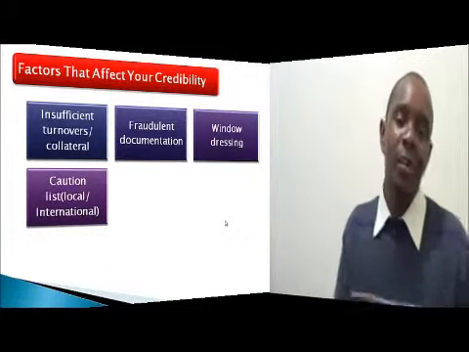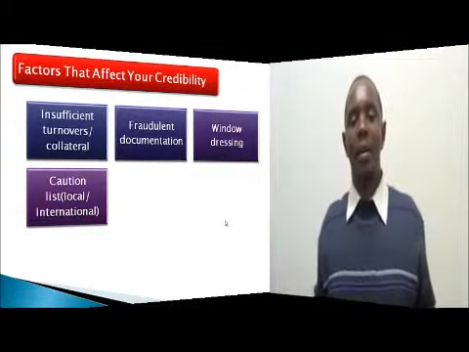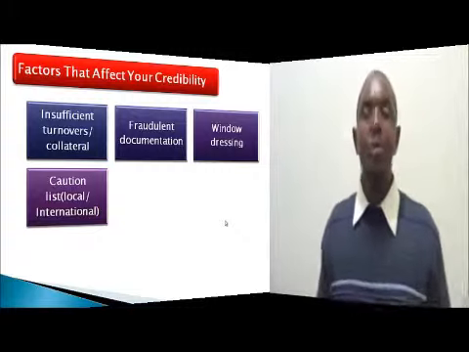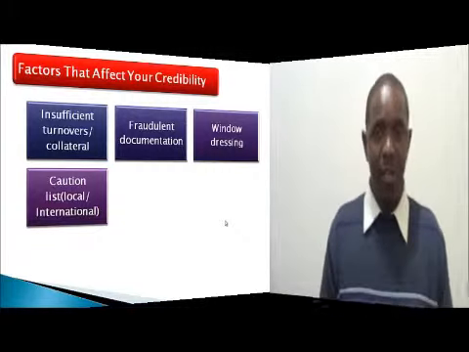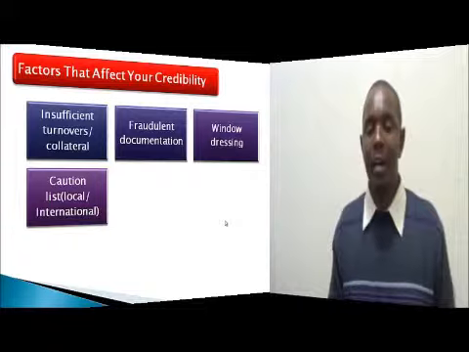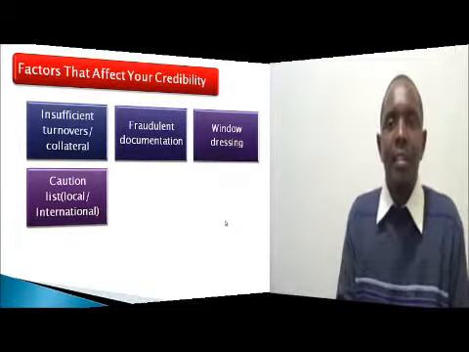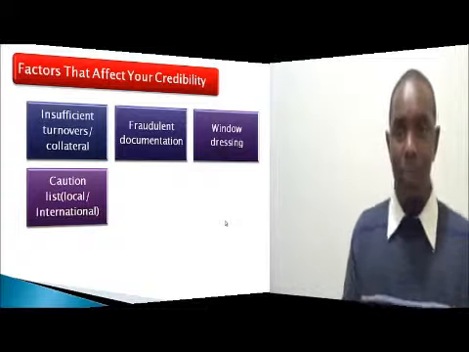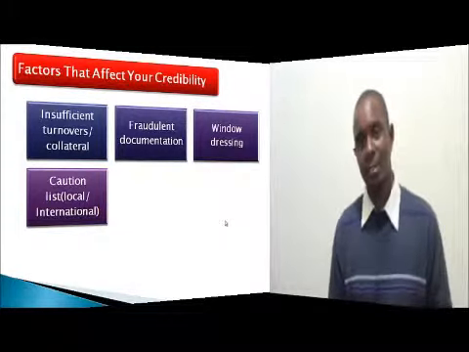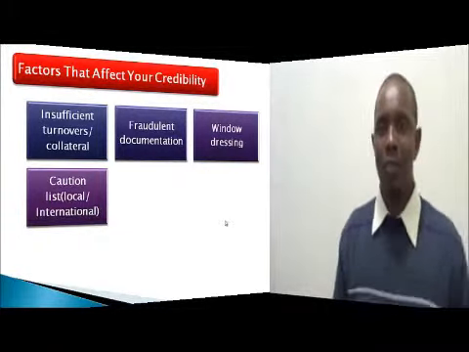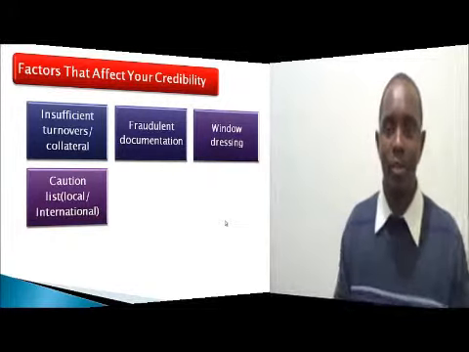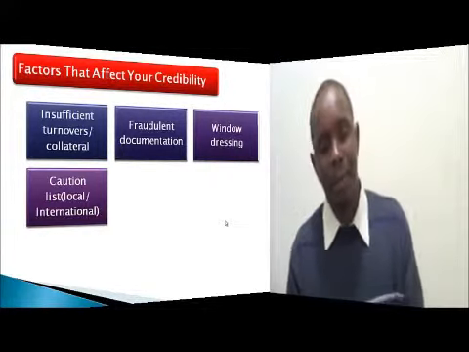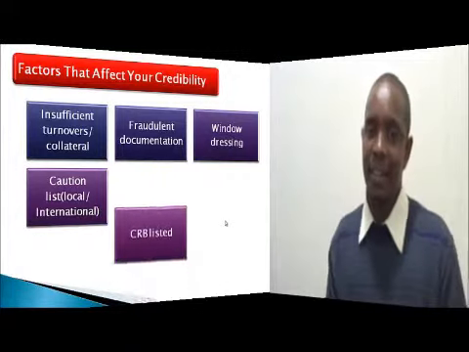The other thing is a caution list. If you have a bad history with the bank, then you are in the caution list. The bank may shy away from doing business with you, and in this case you might not be able to qualify for a loan if for any reason you're appearing in that list.